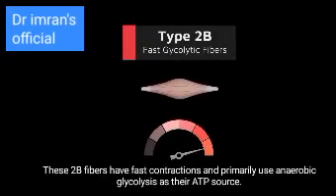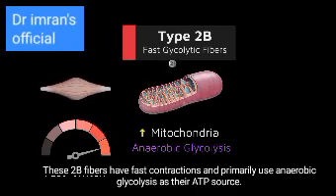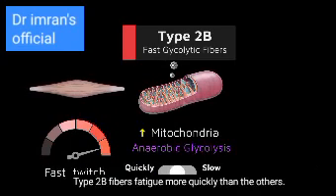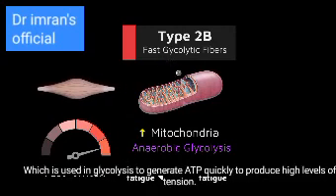Type 2B fibers are known as fast glycolytic fibers or fast twitch fibers. These 2B fibers have fast contractions and primarily use anaerobic glycolysis as their ATP source. Type 2B fibers fatigue more quickly than the others. They have a large diameter and possess high amounts of glycogen, which is used in glycolysis to generate ATP quickly to produce high levels of tension.